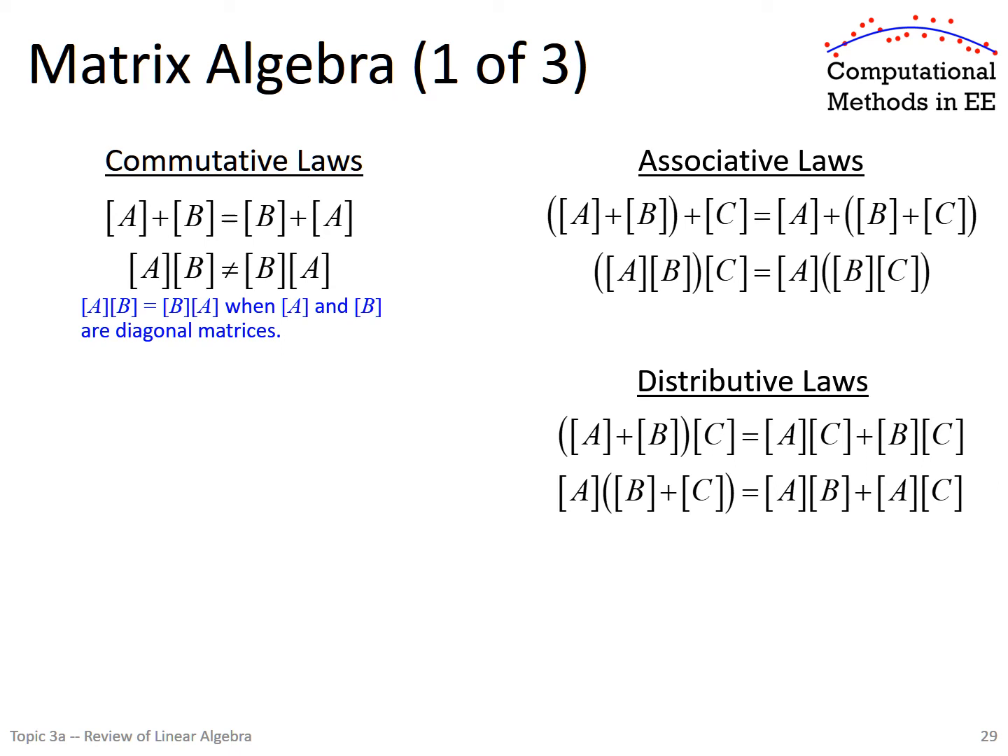The distributive laws work exactly like distributive laws for regular algebra, but we need to be very careful about keeping the order. For example, if we have the sum of two matrices multiplying a third matrix, we can distribute this out, but we have to keep C post-multiplying both A and B. Likewise, if we have a matrix pre-multiplying a sum, we are free to bring the A in, but the A has to pre-multiply both B and C.